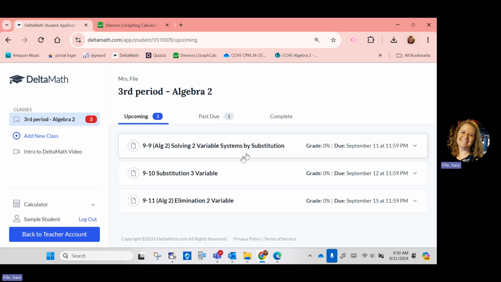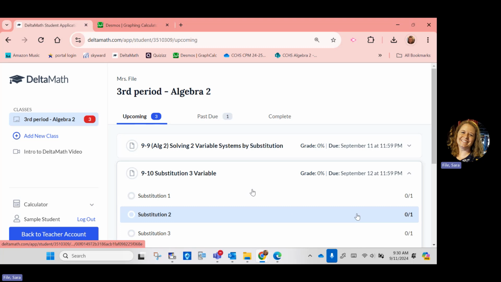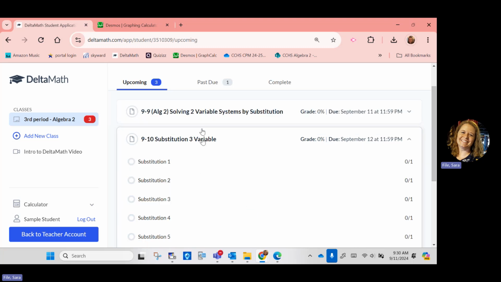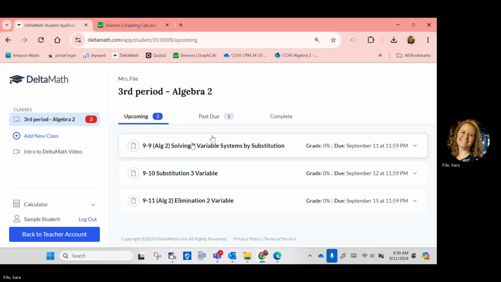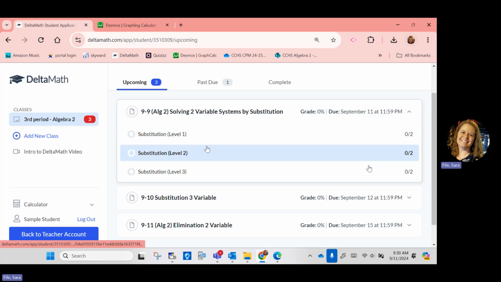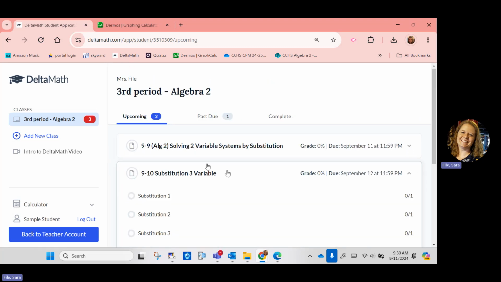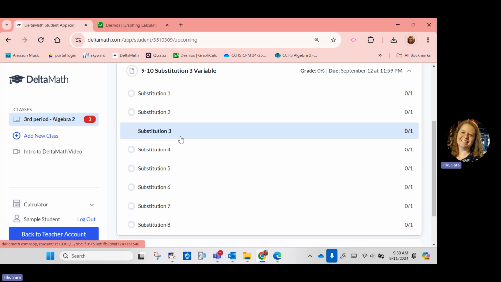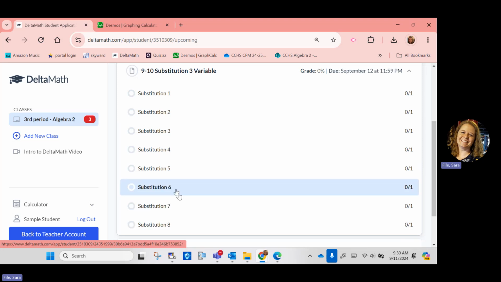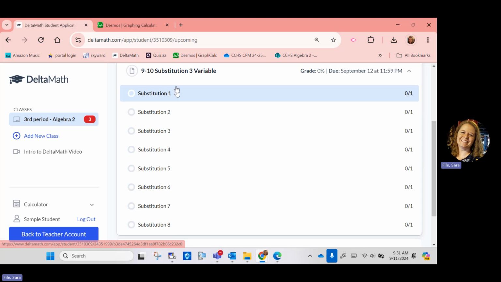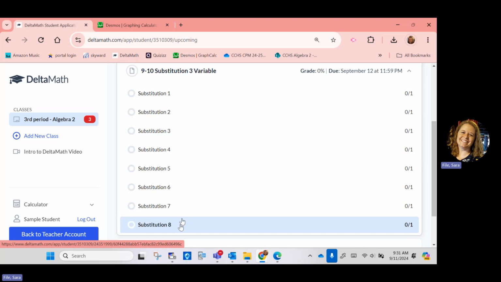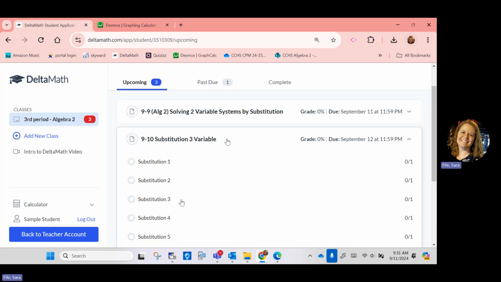I know it seems like a lot. You're like, oh, we do something every day, but they're not long. The one on Monday was 6 questions, 2 from each level. Yesterday's looks like 8 questions, but remember we talked about how they were grouped. 6, 7, and 8 are all the same system, just broken down into pieces. So really, this assignment is 3 systems that you're solving. It's not as long as it looks.